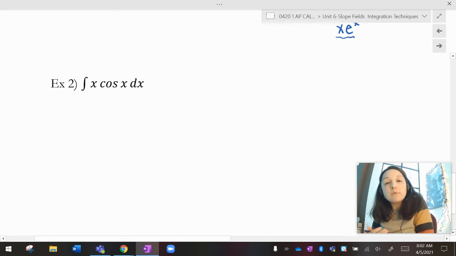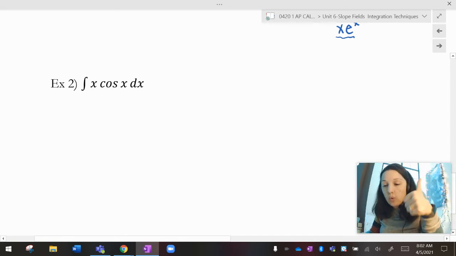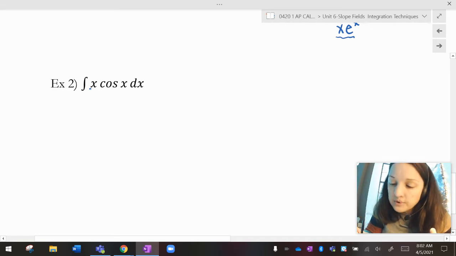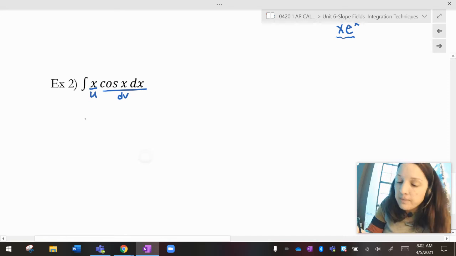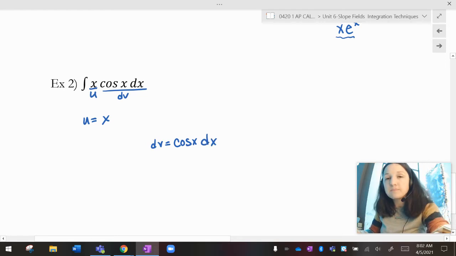So if I want to evaluate this integral, I'm going to do LIATE. So L, logs, nope. I, inverse trig, now I have regular trig. A, x to a power. I have one of those. So that's going to be u, and the rest of this is going to be dv. So u is going to be x. dv is going to be cosine x dx.